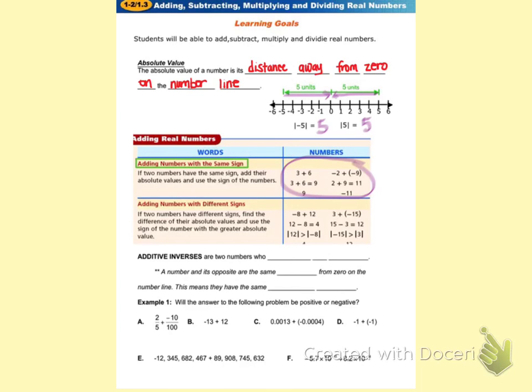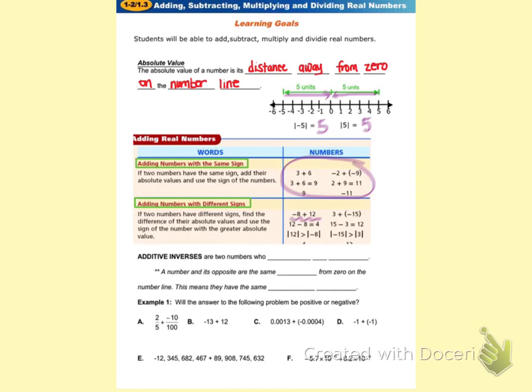Now the second scenario is that we're adding numbers with different signs. If we're adding numbers with different signs, you find the difference of their absolute values. So in other words, you can ignore their signs and see how far away they are from each other. So find the difference of their absolute values, and then use the sign of the number with the greater absolute value. Now that might sound a little confusing, but I think when you see the example, you'll understand. So for instance, in this example right here, -8 plus 12.